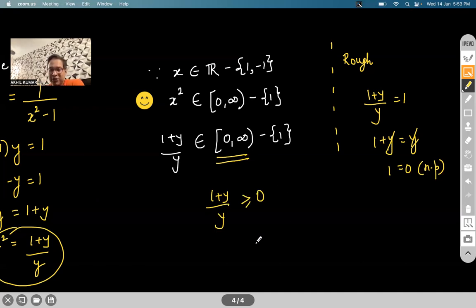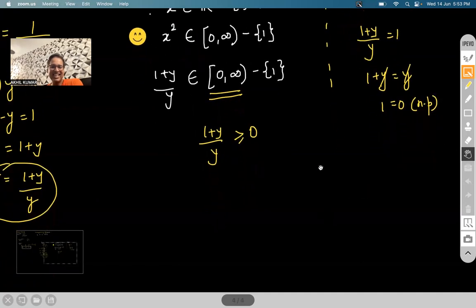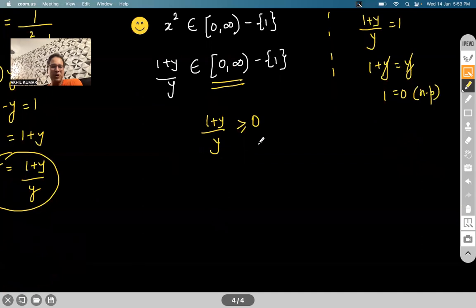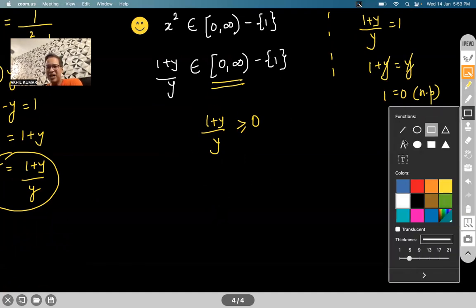What has this brought you to? This has brought you to your inequality. That is why the inequality concept was taught to you a little while ago. So this brings me again to my wavy curve sign scheme that is going to help me get the answer. So what I'll do now, I will make a wavy curve sign scheme for this expression.